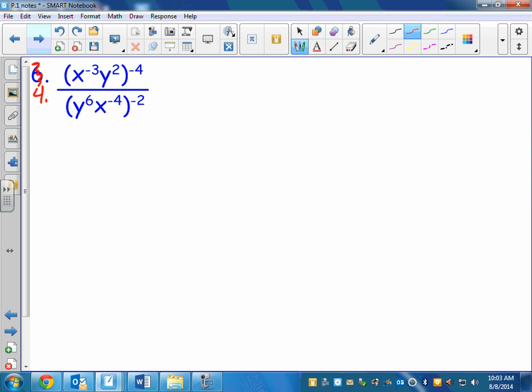So I'm going to show a lot of work here. I used to teach Algebra 1, so I'm good at showing work. If you don't show all the work, that's okay too. But I'm going to give this to each one of those. So x to the negative 3 to the negative 4, I'm going to multiply, and that's going to be x to the 12. And 2, y squared to the negative 4, 2 times negative 4 is y to the negative 8.